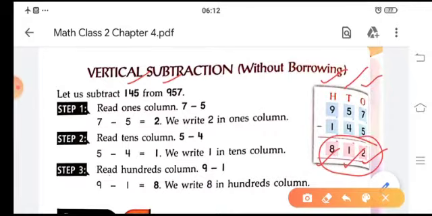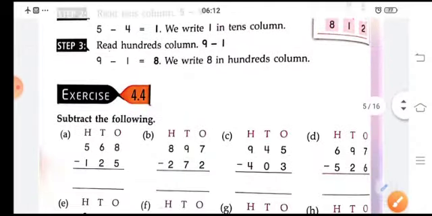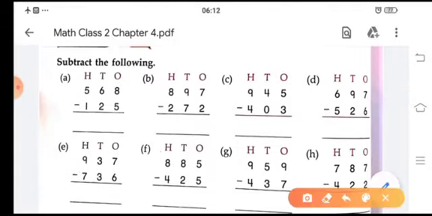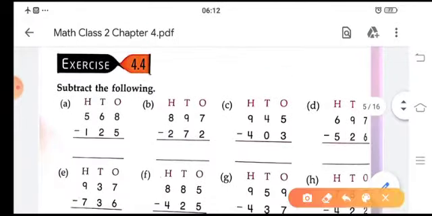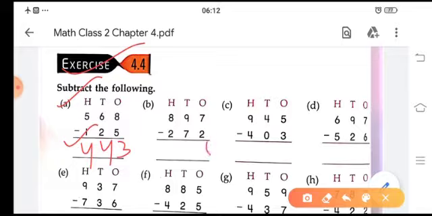So let's do exercise 4.4. Again subtract these numbers, children. 8 minus 5 is 3, 6 minus 2 is 4, 5 minus 1 is 4. So we'll get 443 here. Then the second sum: 7 minus 2 is 5, 9 minus 7 is 2, 8 minus 2 is 6. So in this way, children, do the other sums in your copy.